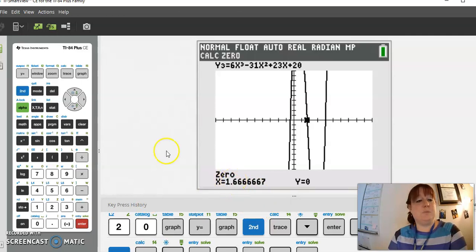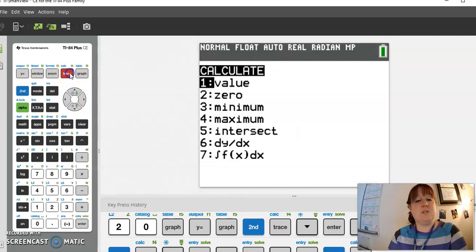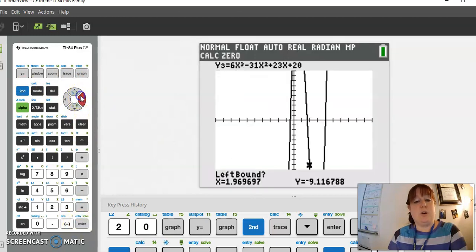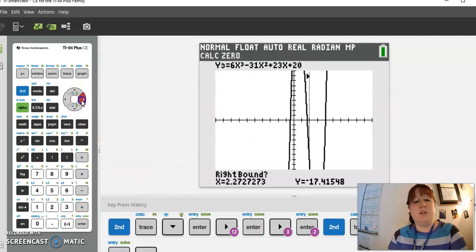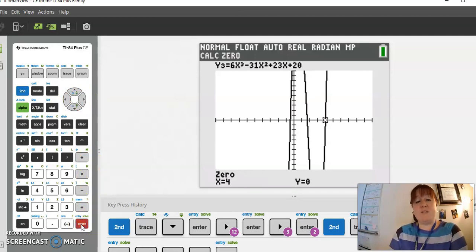So that's that 0. We're going to calculate the third 0, calculate 0, and we're going to go anywhere again to the left. I'm going to go right there just because I don't feel like trying to get really close. Oh, and there it goes. Did you see it? Below, above. All right, now it's to the right of the 0, so I push enter. And it calculated that 0 as 4. So that's it. That's the easy way to find a 0 on your calculator, by just calculating the zeros.